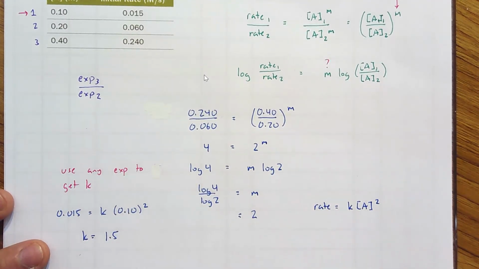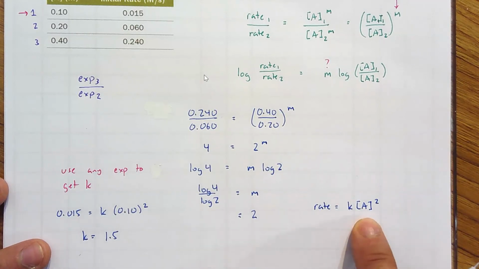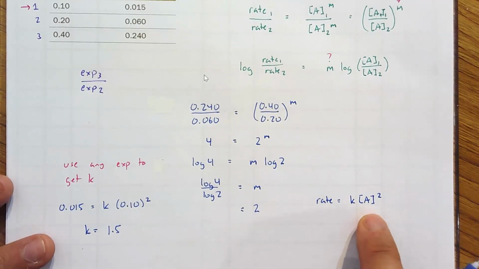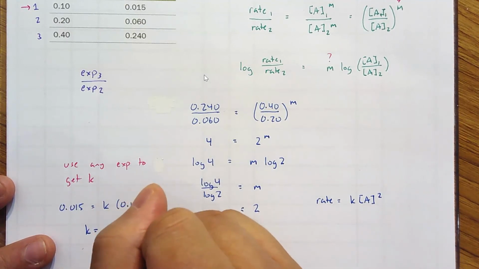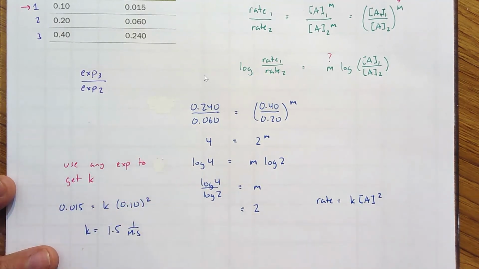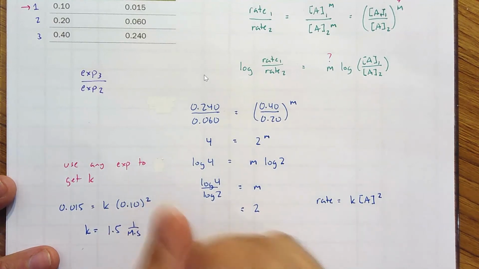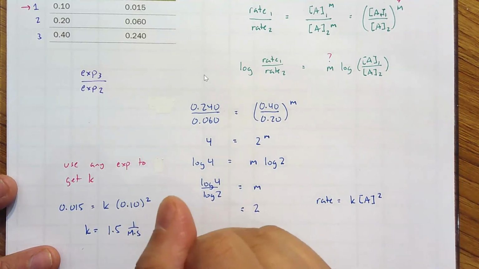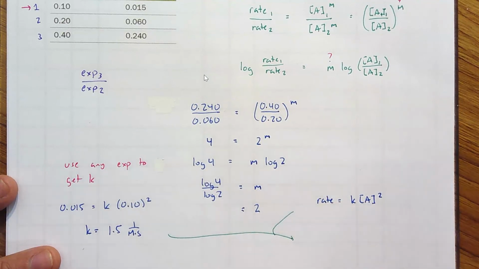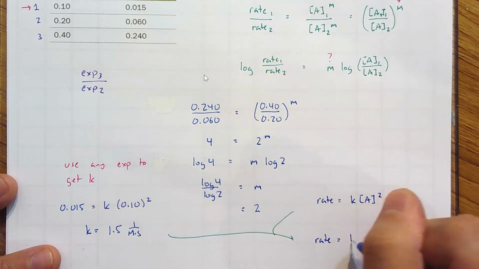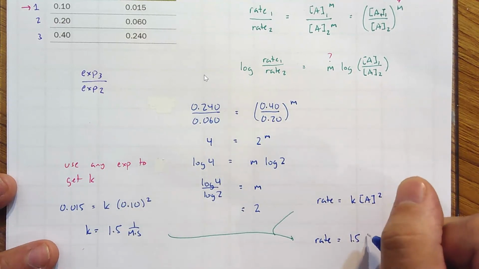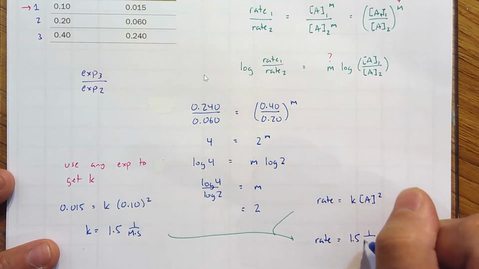And what are the units? Well, it's squared, so we have to get rid of one of the molarities. So this is 1 over M times s. And then your full rate law, including the k, is rate equals 1.5, with the units, times the concentration of A squared.